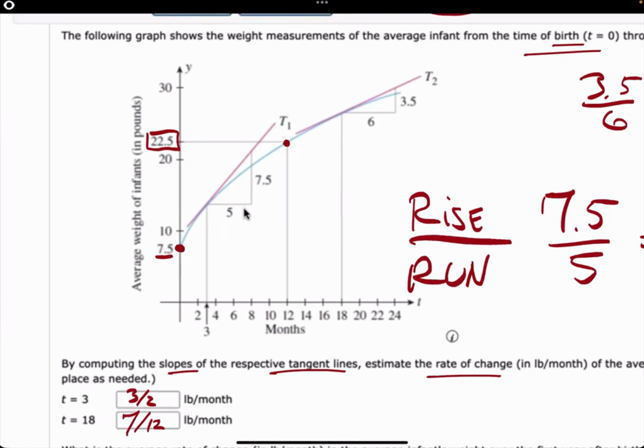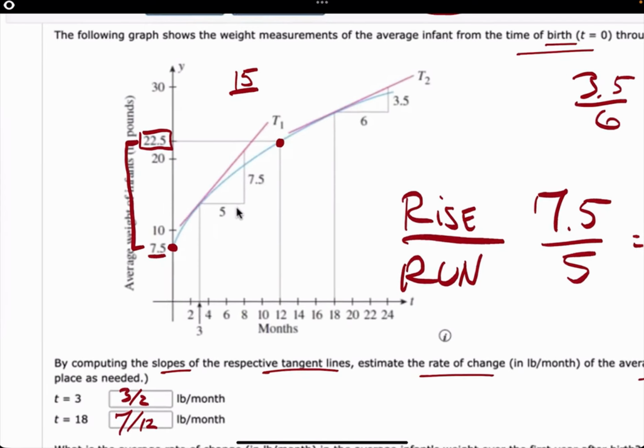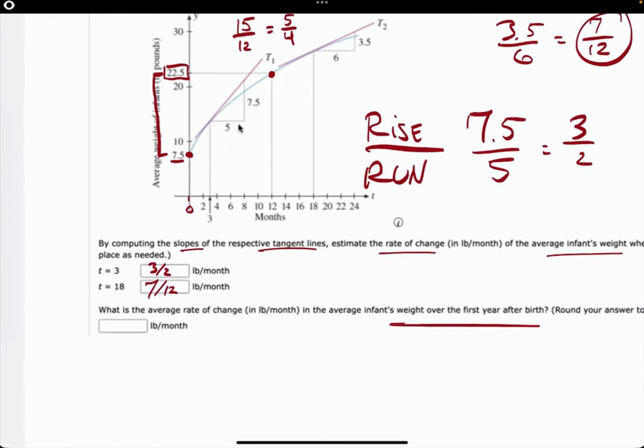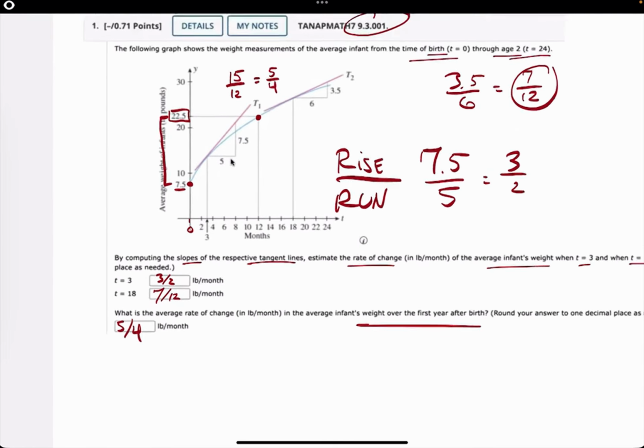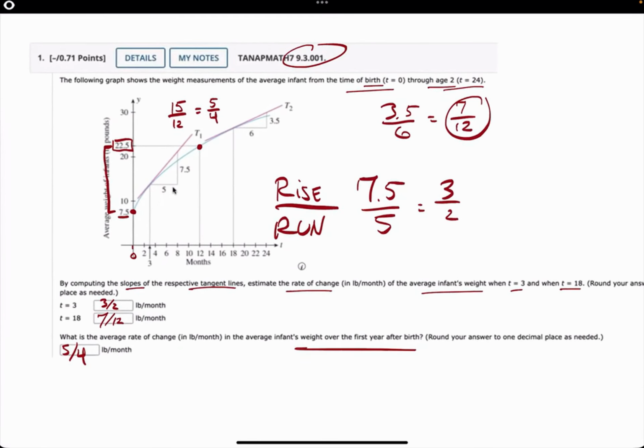So we just need to find the slope between the start and the 12-month mark. So 0 and 7.5, and then 12 and 22.5. So what's the rise from 7.5 to 22.5? That's a rise or a difference of 15. And then the run is the change in time. So 12 minus 0. So that's a jump of 12. So a run of 12. So it rises 15, runs 12. We simplify it and we get 5 over 4. And that's the average rate of change. From there to there, big takeaway is average rate of change is just the slope between 2 points.